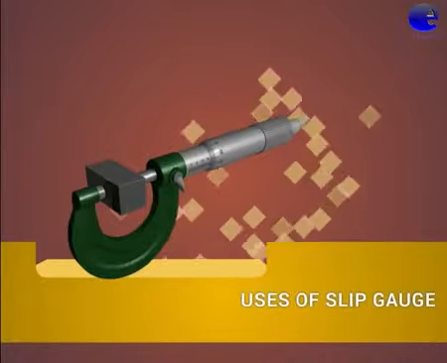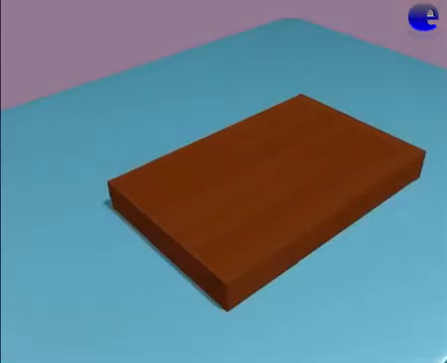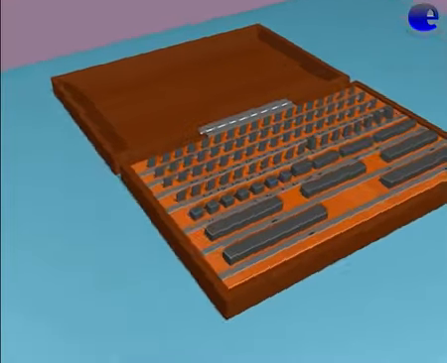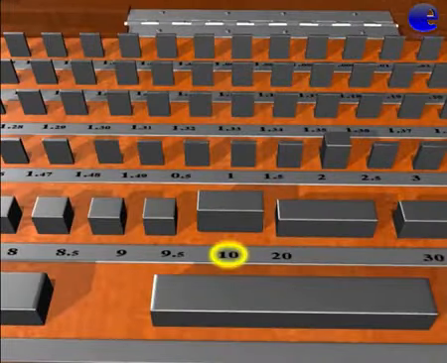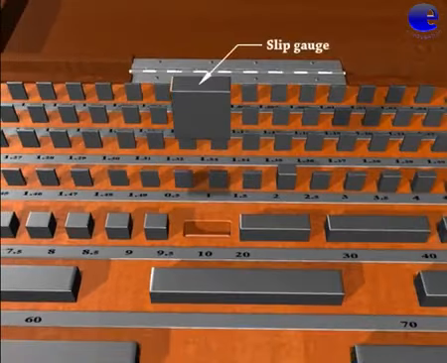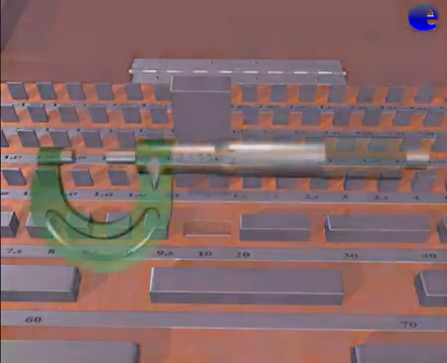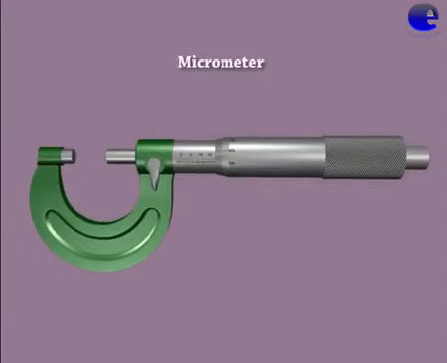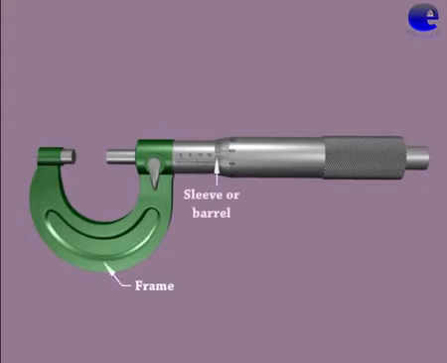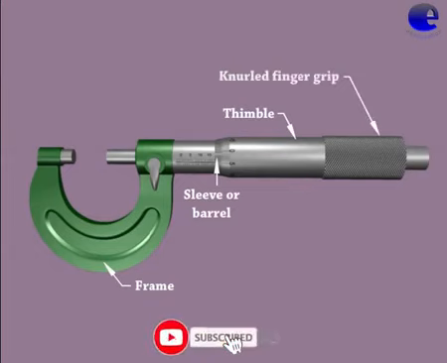Uses of slip gauge. In this video, we are going to see about how to calibrate the micrometer by using slip gauge. Let us take this micrometer. The main parts of the micrometer are as follows: frame, sleeve or barrel, thimble, knurled finger grip.